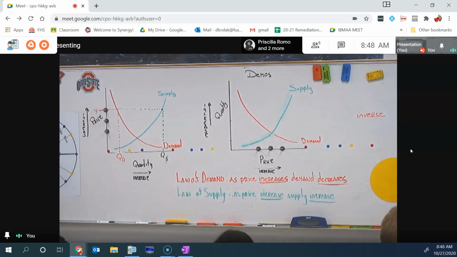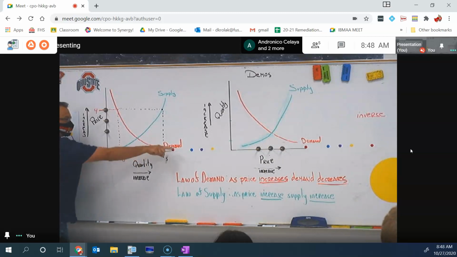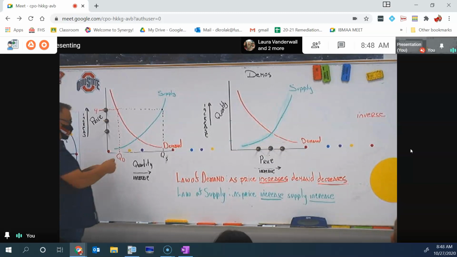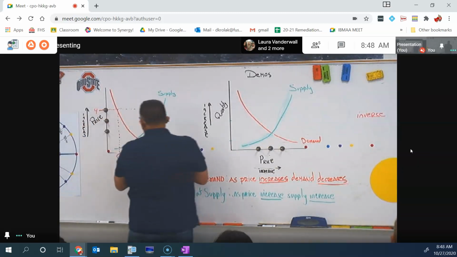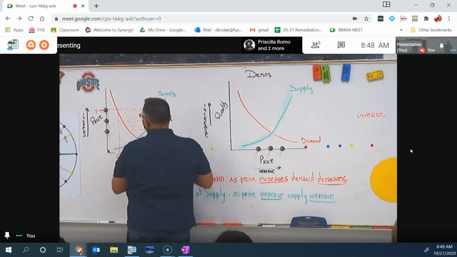So how do you find that's a surplus or a shortage? It's a surplus because, right, quantity supplied is a lot bigger than quantity demanded. So this part of the graph represents surplus. Okay.